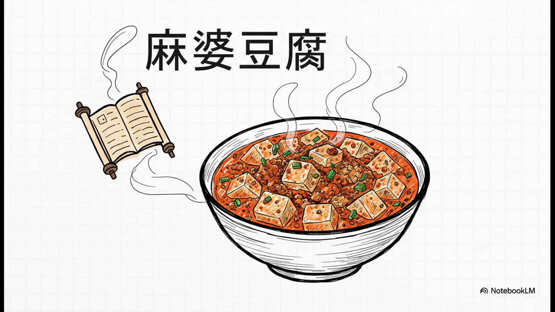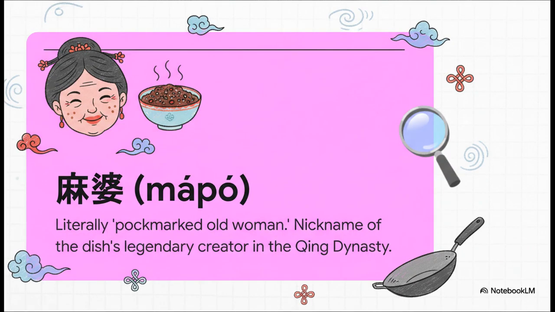This name is a perfect example of a dish that's named not for how it tastes, but for its origin story. So let's do a little linguistic dissection here. Let's look at those first 2 characters, ma, po. Ma actually means pockmarked, and po means old woman or grandmother. You'll actually see this character elsewhere. For example, a mother-in-law is po. So it has this feeling of an older, respected woman.